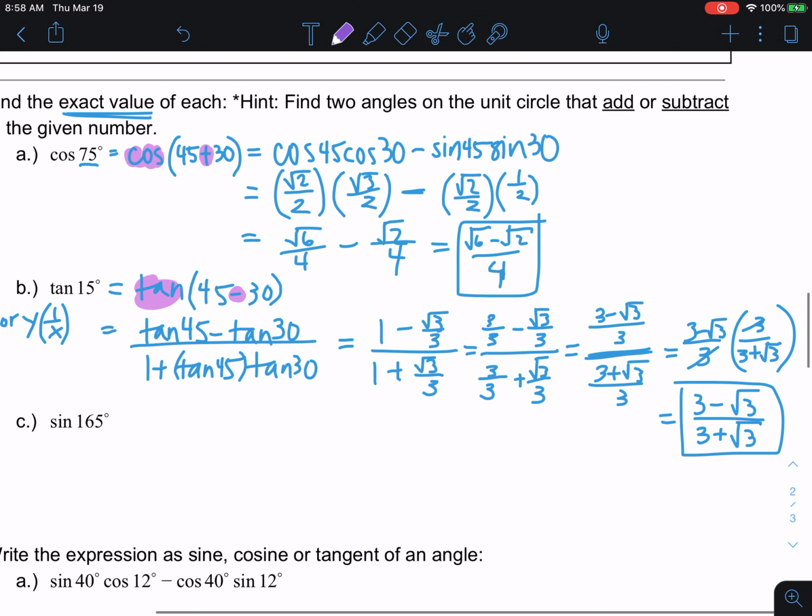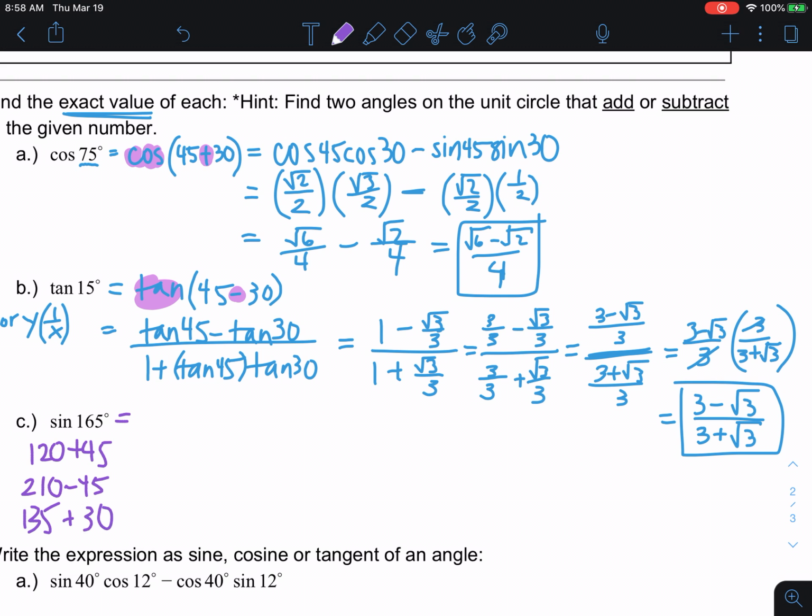For our next problem, sine of 165. So we can probably think of a couple of different combinations. I could do 120 plus 45. That would give us 165. I could do 210 minus 45. That could work. As long as they're both on the unit circle, I could do 135 plus 30. That could work as well. I'm going to go ahead and stick with this one. Let's try a subtraction problem here.